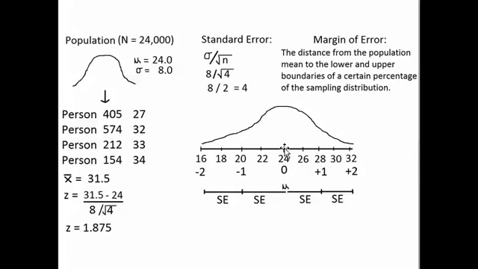Once again, since the sampling distribution is normal, the distance from the population mean to the lower boundary and the distance from the population mean to the upper boundary will be the same distance. In this case, that distance would be called the 80% margin of error. The 80% margin of error is the distance from the population mean to the lower boundary and the upper boundary of the middle 80% of the possible samples.